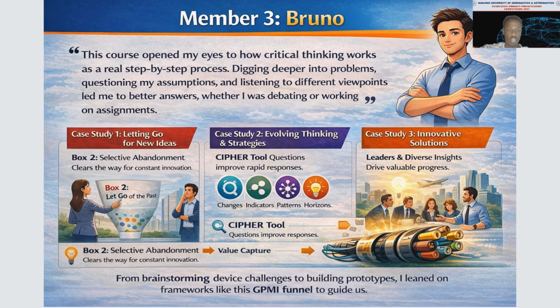Finally, the third step on innovative solutions showed me the power of combining leadership with diverse team insights to drive valuable, tangible processes. Throughout our project, from brainstorming device challenges to building prototypes, I relied on structured frameworks to guide our work, understanding the discipline that turns creative ideas into real-world solutions.